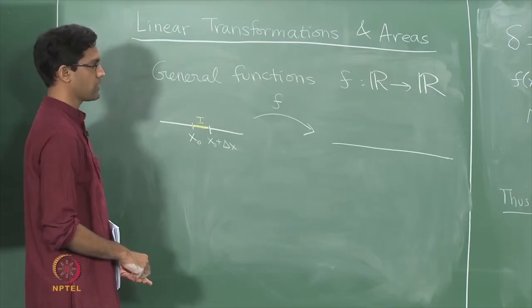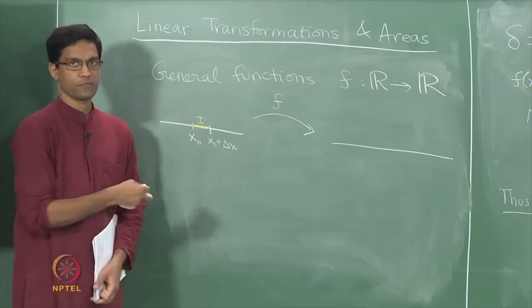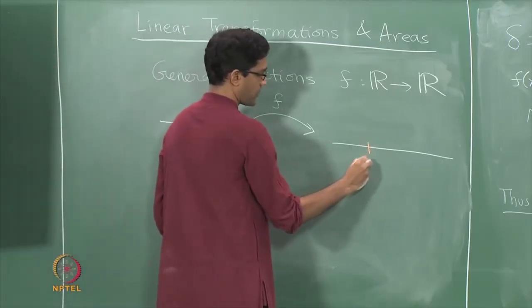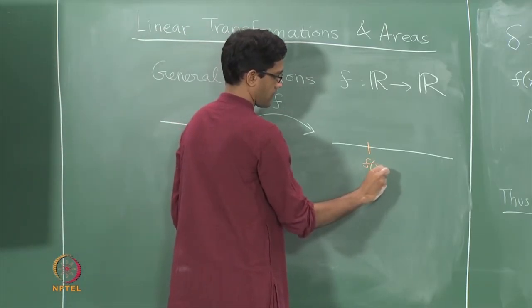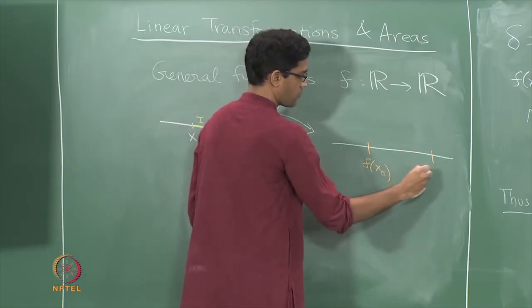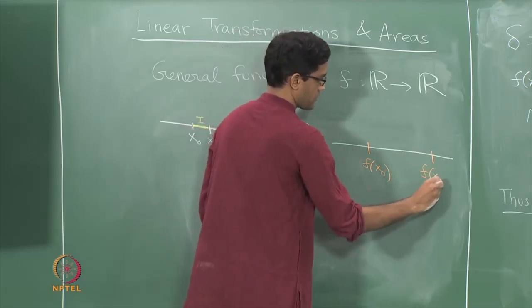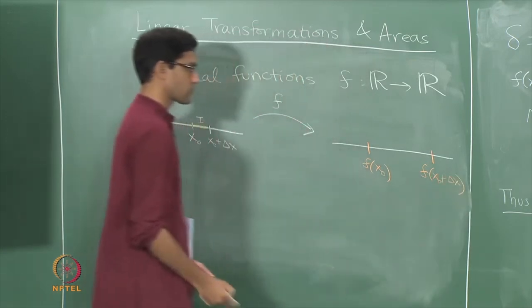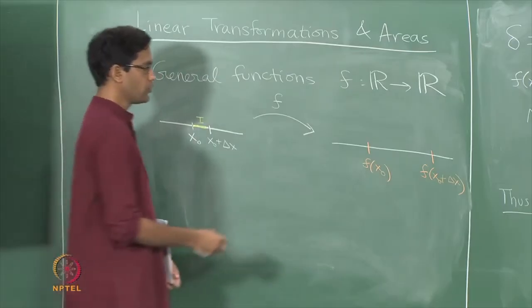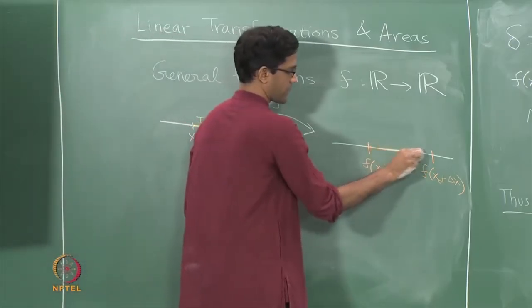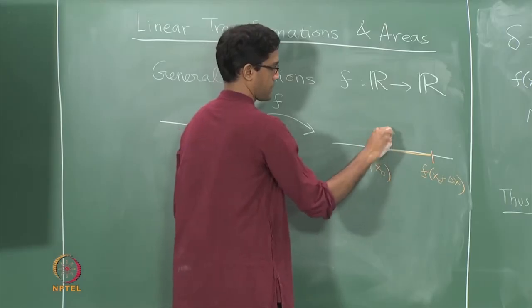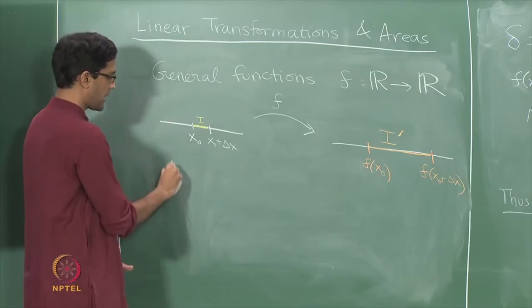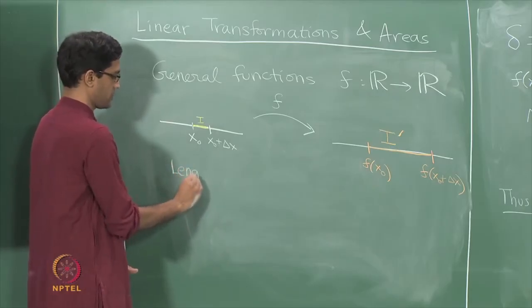So I pick some interval with x naught as one of its endpoints and ask, what happens to this interval when I map it under the function f? What happens to the two endpoints, for instance? x naught will map to the point f of x naught. The right endpoint, x naught plus delta x, will map to f of x naught plus delta x. Okay, so the new interval I get is exactly this, I dash. So now I can ask the same question: what's the dilation factor? What's the length dilation?